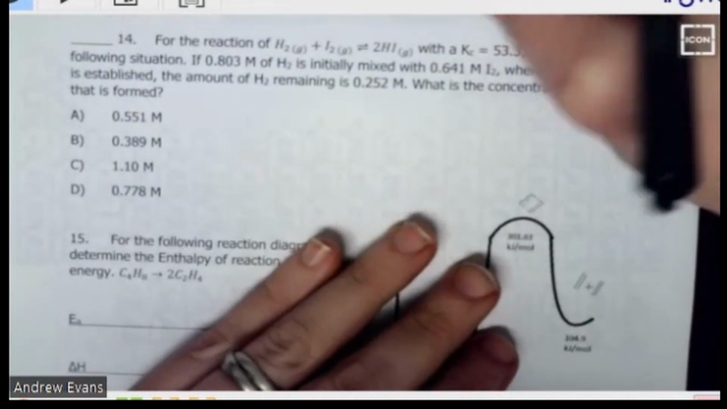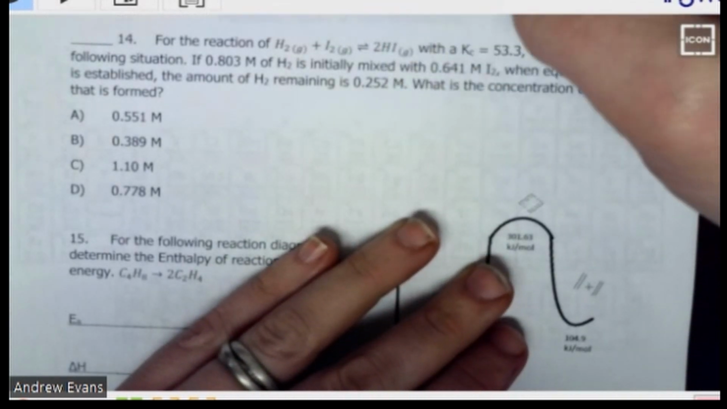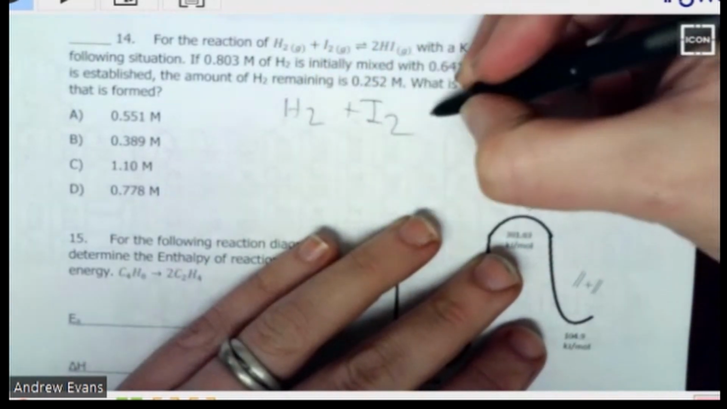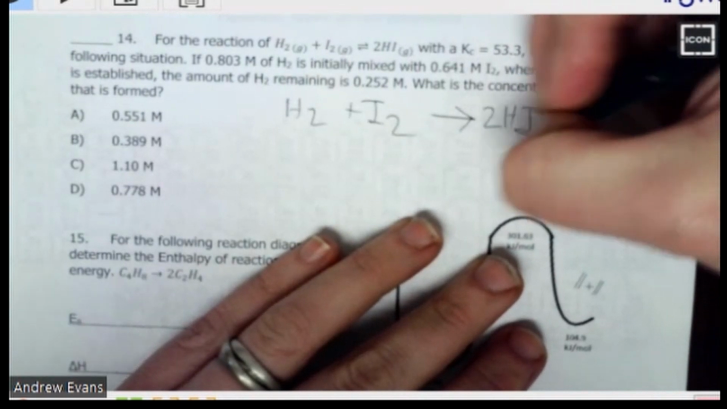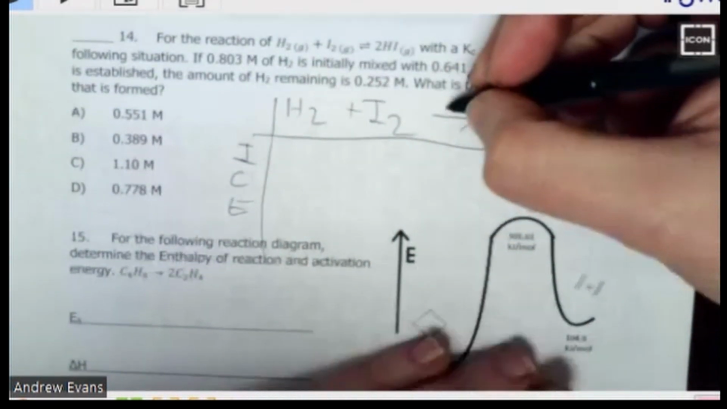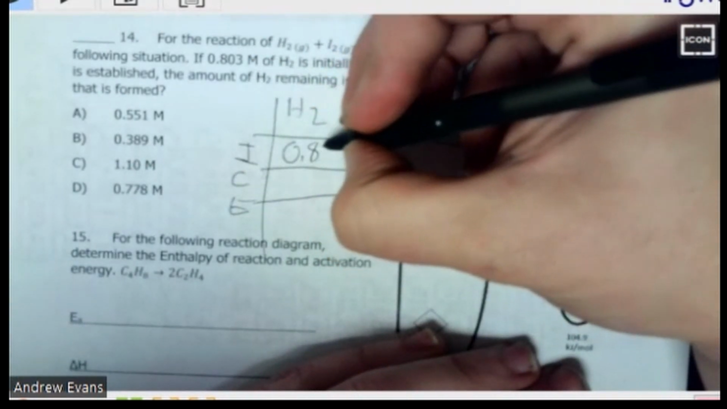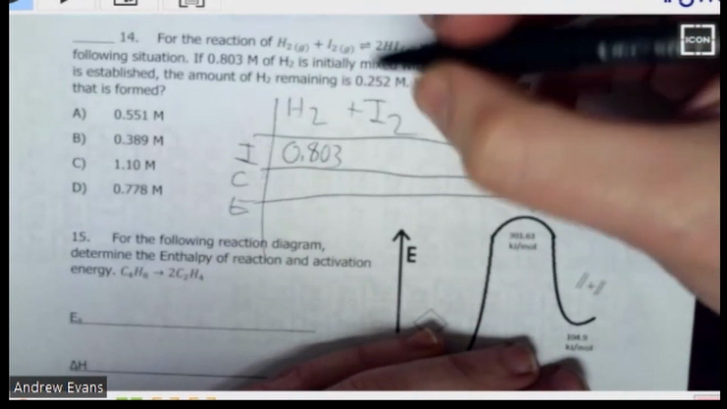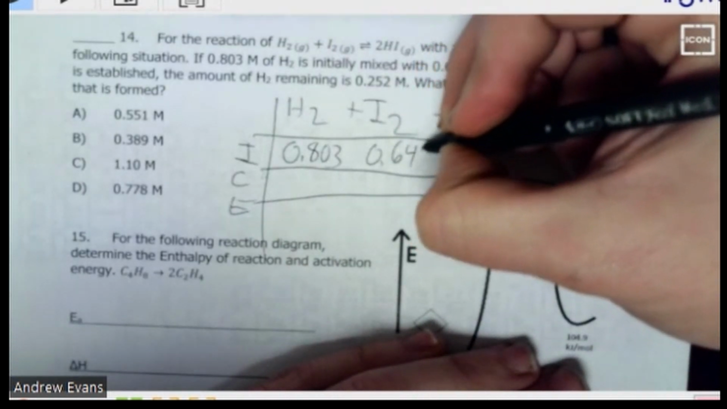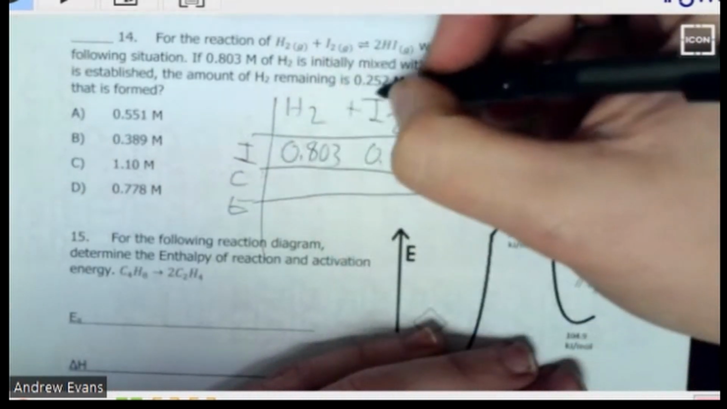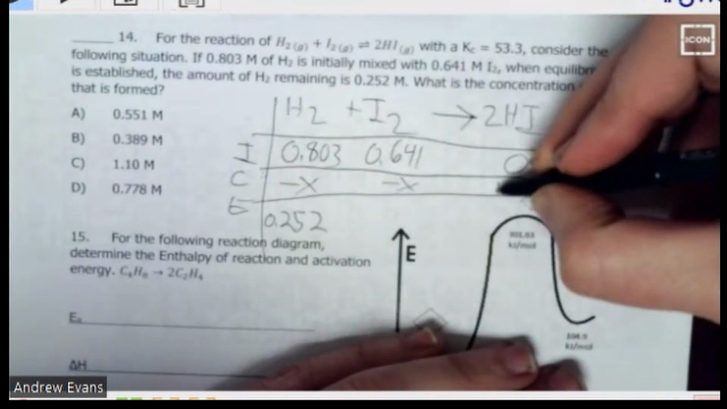This one is kind of an ICE table, but kind of not. I've given you Kc. So, ICE table: H2 plus I2 goes to 2HI. This was actually easier than it looks once you know what you're doing. If I start with 0.803 molar of that and 0.641 of that, when equilibrium is established, you have 0.252 molar of that remaining. So minus x, plus 2x.